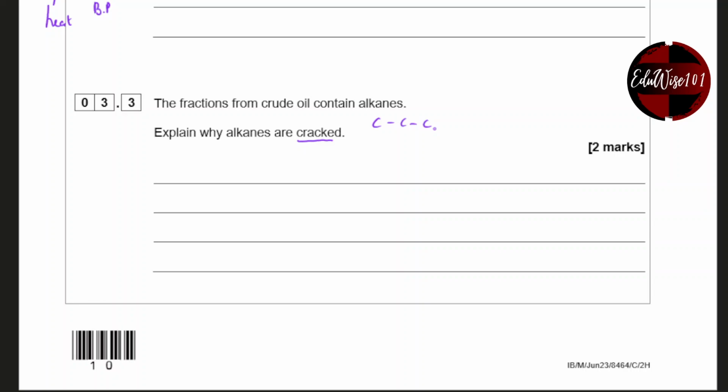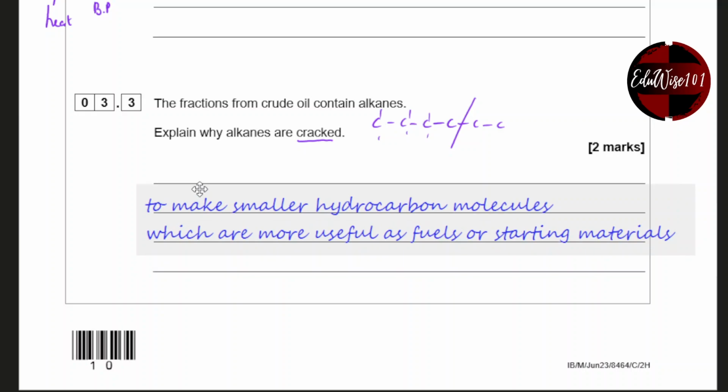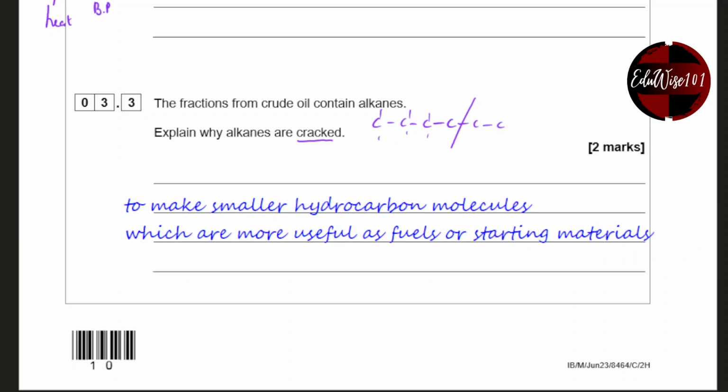So in a hydrocarbon chain, the carbon backbone is the carbon chain, and it's surrounded by hydrogen. So when you have more than 10 or 15 carbons, its boiling point is very high, which means that we don't generally find a lot of uses for it. So we can actually break them using catalysts. Why are alkanes cracked? To make smaller hydrocarbon molecules, which are more useful as fuels or as starting materials.